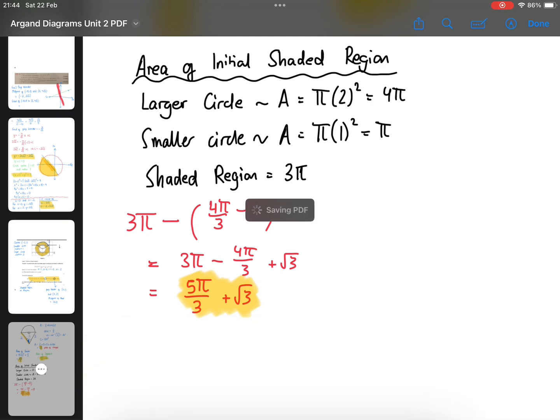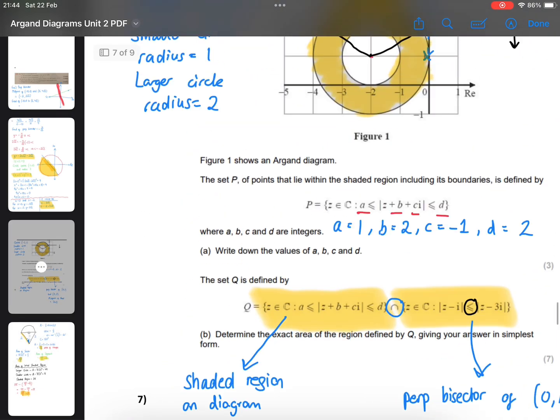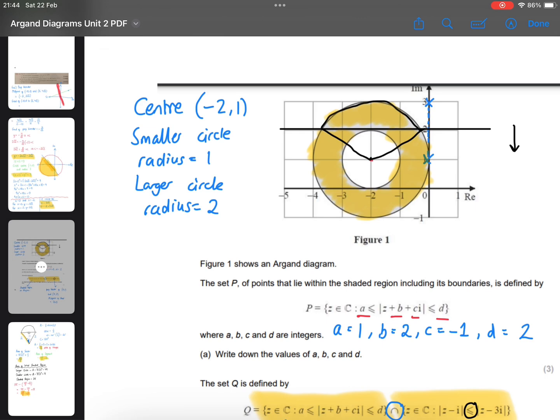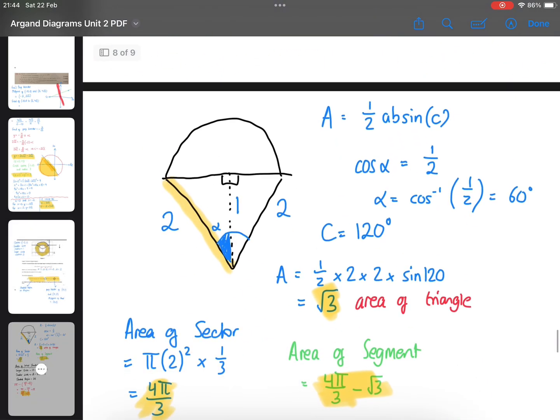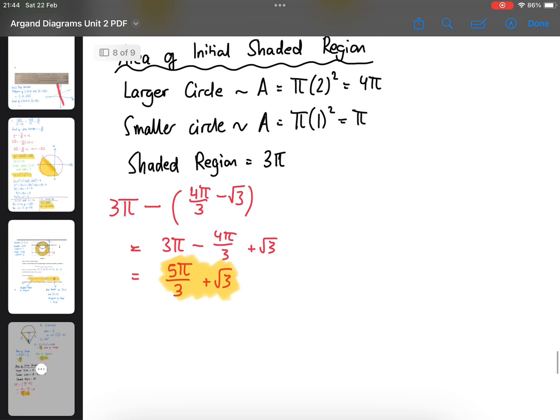So it's quite a tough one, but it is doable by splitting it into shapes that we know how to calculate the area of. Calculating the area of the shaded region, so the initial shaded region, was never going to be a problem. And from there, it was just working out the area of the segment. There was a tricky bit, but this idea is a GCSE idea of calculating the area of a segment. It is a GCSE idea, and all we've done is combined it into Argand diagram's context to work out the area of the region defined by Q. But it isn't that difficult in nature.